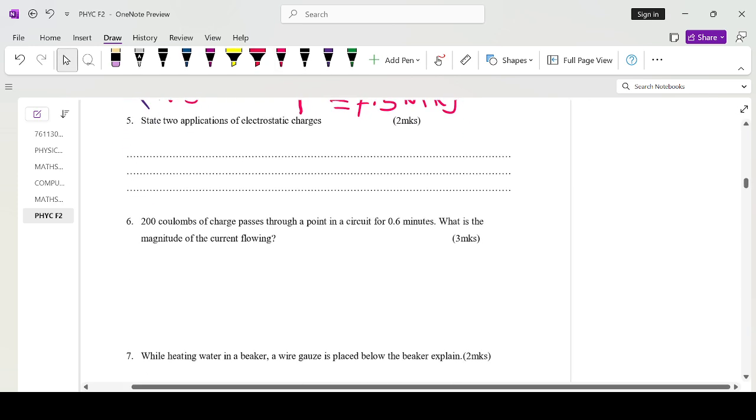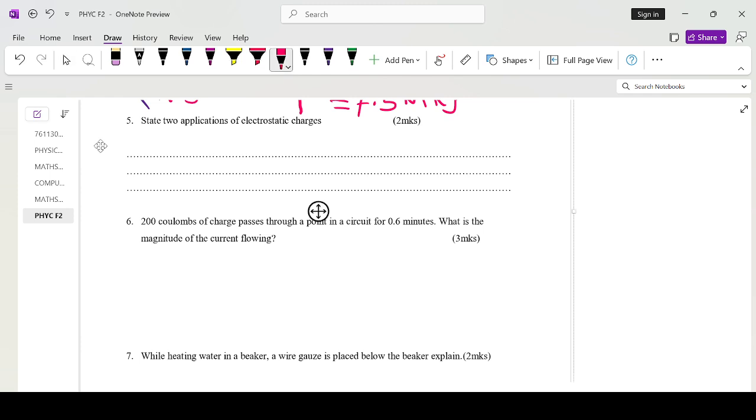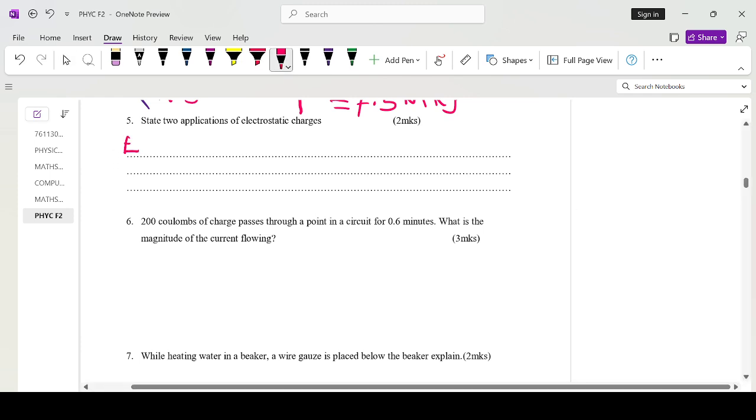Question number 5, sorry. State the applications of electrostatic charges. One application we have is the electrostatic precipitators.